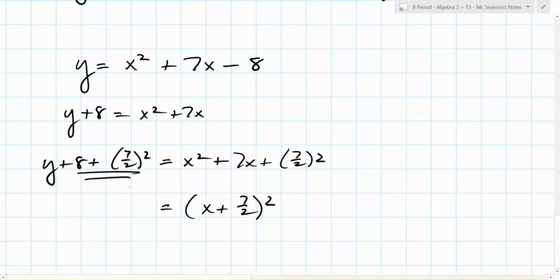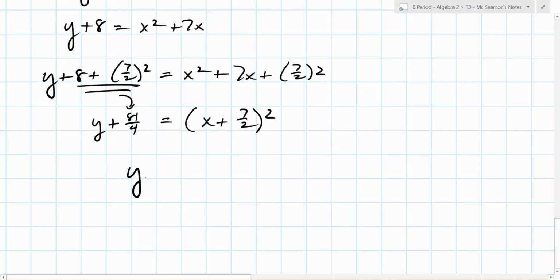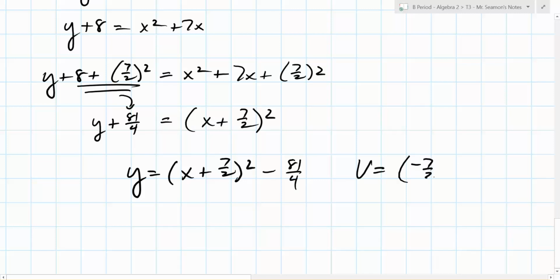And if you add these two together, what do you get? 81 over 4. What do you subtract from both sides? 81 over 4. So it's, sorry, minus 81 over 4. So what's your vertex? Negative 7 over 2 and 81 over 4. Exactly. You found the vertex. It's the same process.